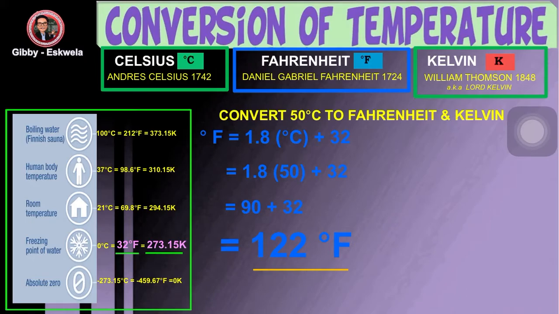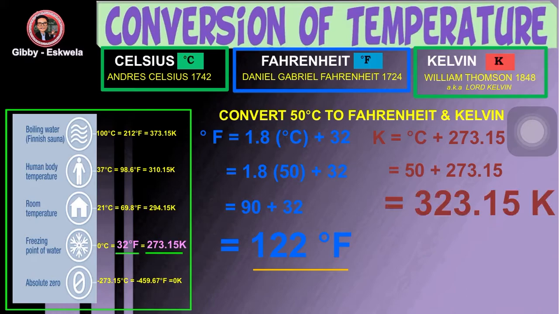And in converting it to Kelvin, we just need to substitute the value of Celsius in the formula, then proceed to addition. So it will be 50 plus the constant value of Kelvin, 273.15, giving us a sum of 323.15 Kelvin.